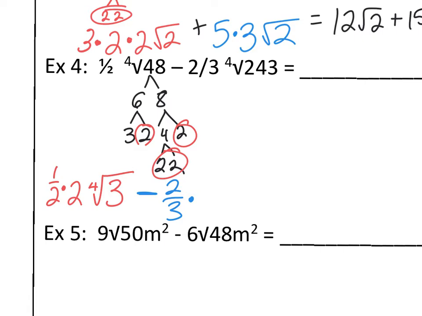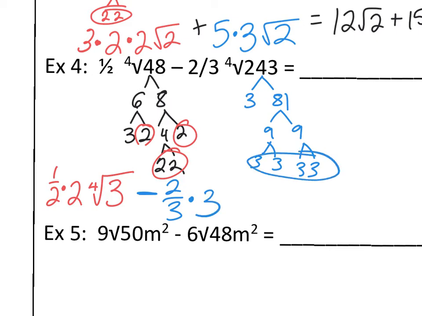243, that breaks down to what? Might have to use a calculator on this one. 3 and 81, that works. 3 won't break down, but 81 will. What will that become? 9 and 9, and 9 goes into, or has 3 and 3 going into it, right? So we're looking for groups of 4, and we've got 1 group of 3, and a leftover 3.